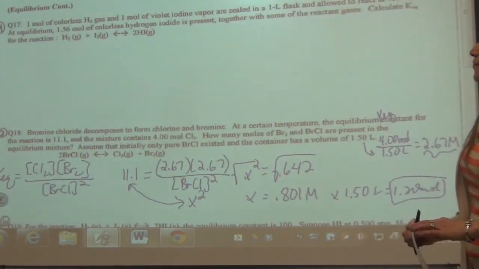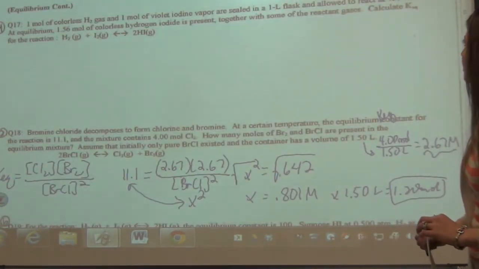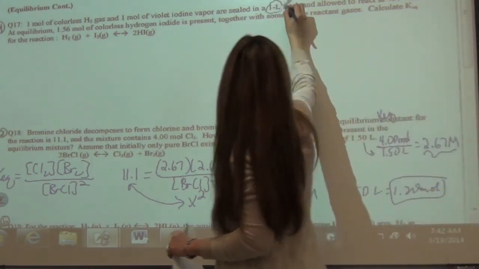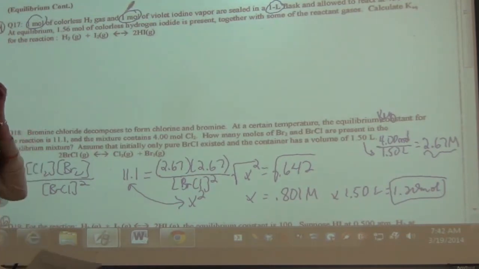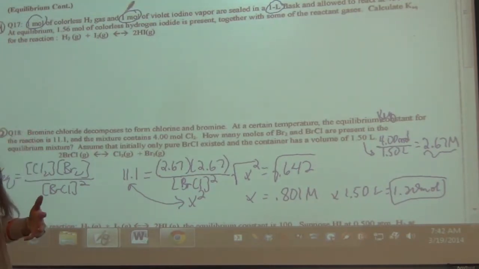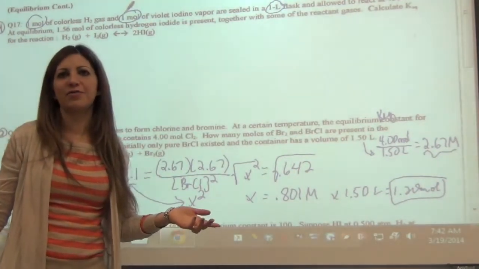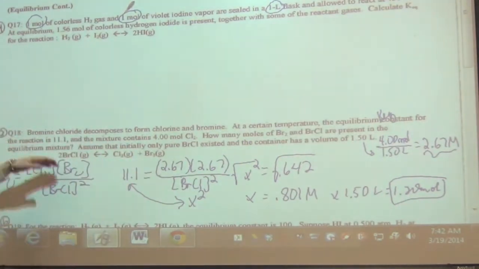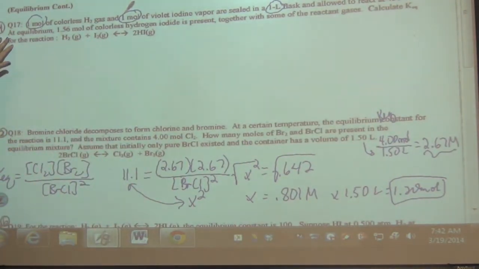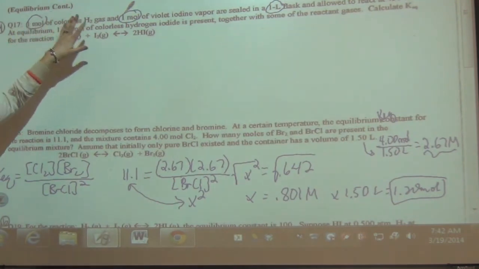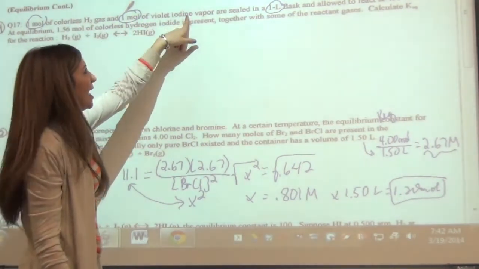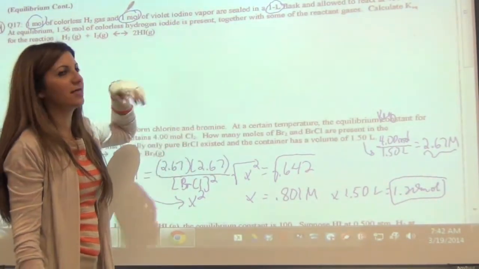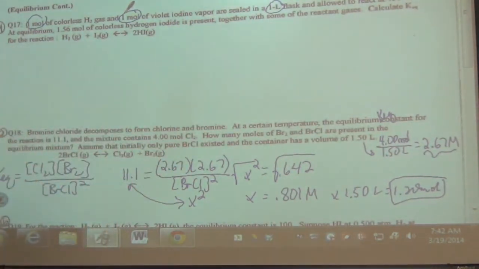All right, so in this one, they're giving us moles, but it's in 1 liter anyway. So even though they give us moles, we can use 1 molar. You can use moles as long as you use moles throughout the entire thing. And then if you need molarity, you can just divide by liters. So it says that we have 1 mole of the H2 and 1 mole of this violet iodine vapor, and they're sealed in a flask, and then they let it react at 450 degrees.